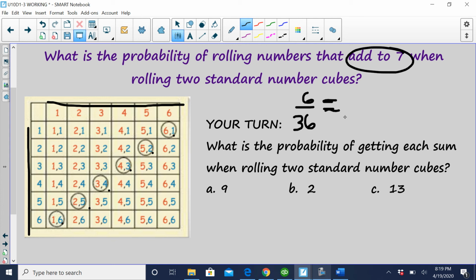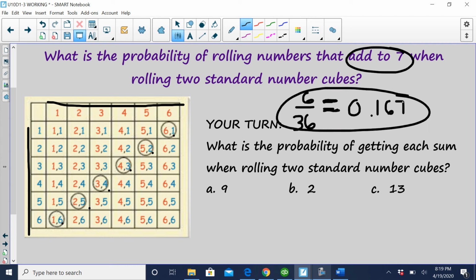And I would like you to do your decimals to 3 places. So if I go 6 divided by 36, I end up with 0.16667. So I'm going to say it's approximately 0.167, rounding that last decimal up to 7. And that's how I would like you to express your answer. So it says your turn.